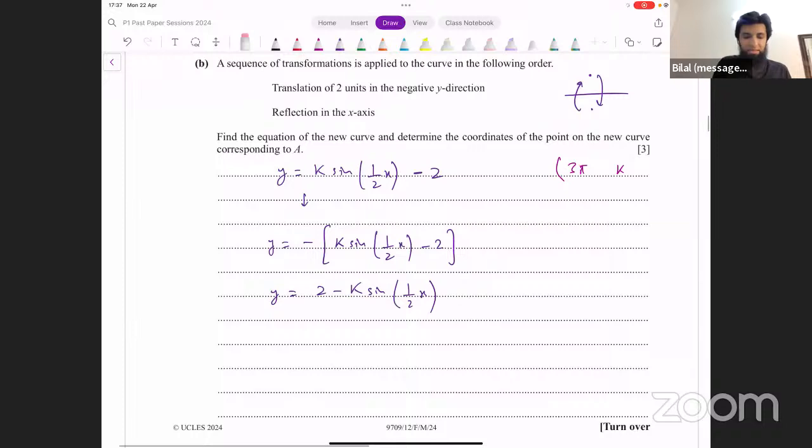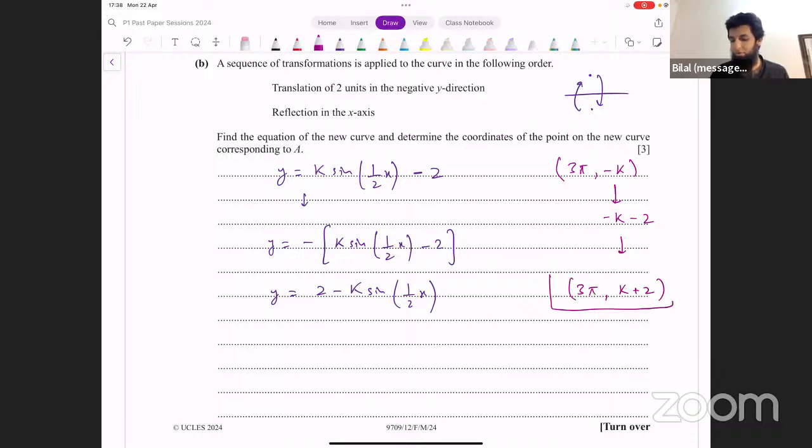What about minus k, the y coordinate? We first have to do a translation of 2 units in the negative y direction. So it first becomes minus k minus 2, right? We subtract 2 from the whole thing. And then it's a reflection in the x-axis. That means the y coordinate gets multiplied with negative. So this is going to become k plus 2. So the final coordinates that you get for A are going to be 3 pi and k plus 2. This is where point A is going to be. And this is going to be the equation of the transformed curve.